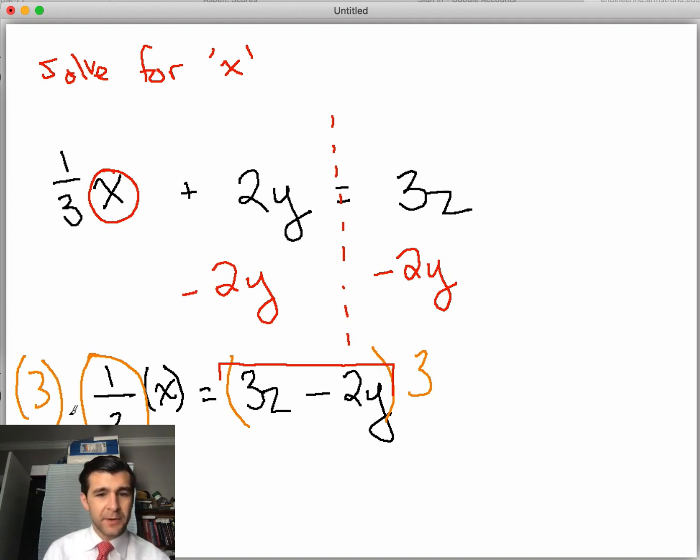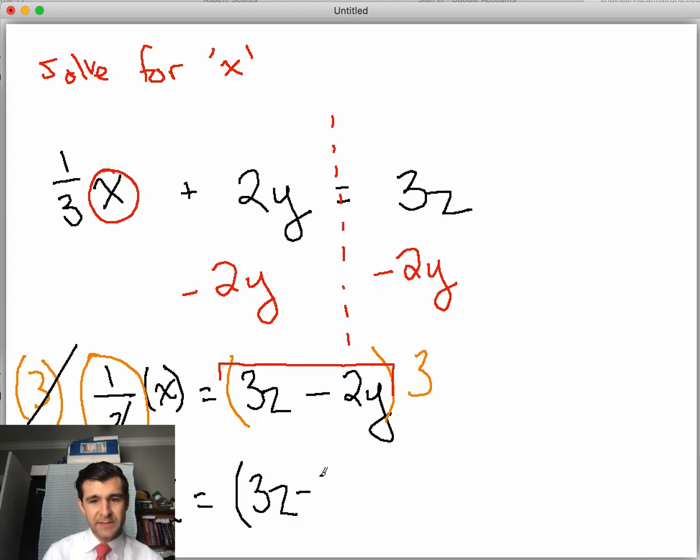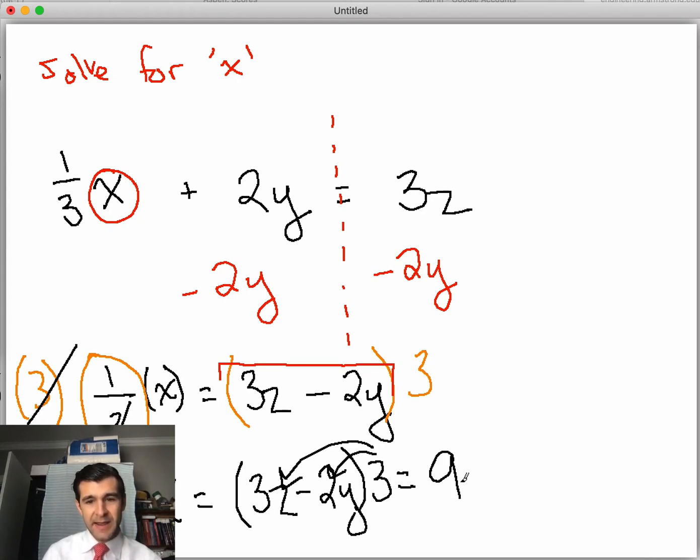Okay? So if I'm going to rewrite this, I can say these 3's cancel out. And now I have x equals 3z minus 2y times 3. If you want to distribute this 3 in, you can totally do that. You can say 9z minus 6y equals x as your final answer.